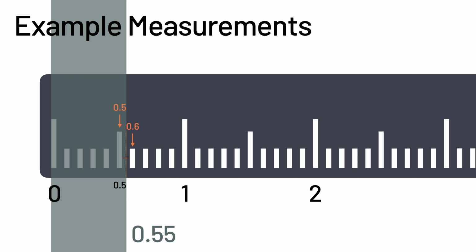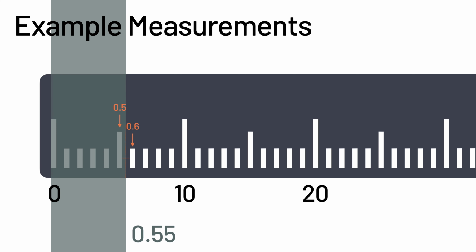Always remember that we estimate 1 past the hash mark. It would be ridiculous for me to estimate that it's 0.555 because I can't visualize that from this device. Therefore, this measurement would have how many significant figures? 2. Let's change our scale of the measuring device by 10 to see how this affects the number of significant figures.